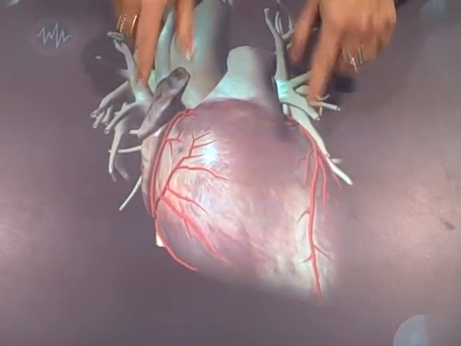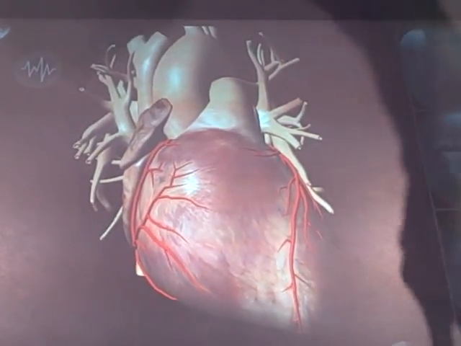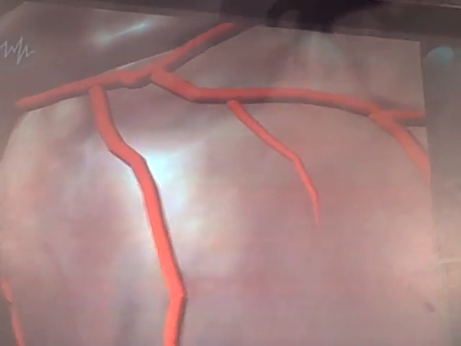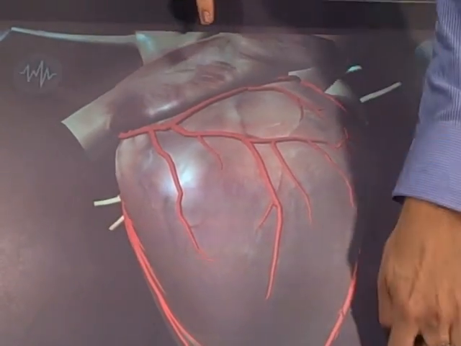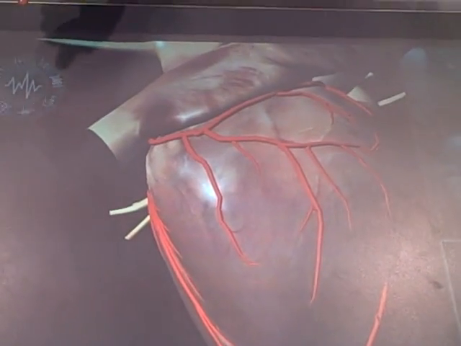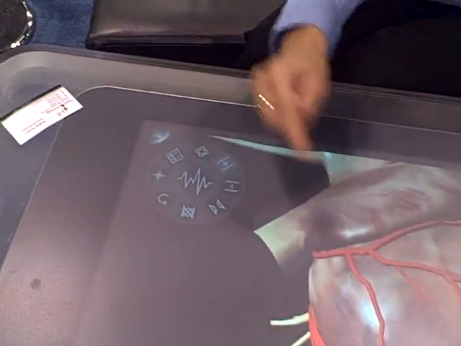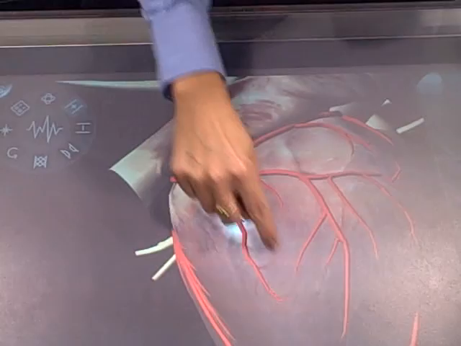Here's a 3D representation of Ken's heart. Here are some of the images that we've actually collected from Ken's heart. So if I click one of these images, it will actually orient this 3D representation to show where that's coming from.